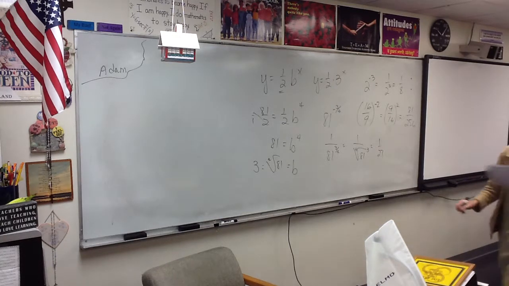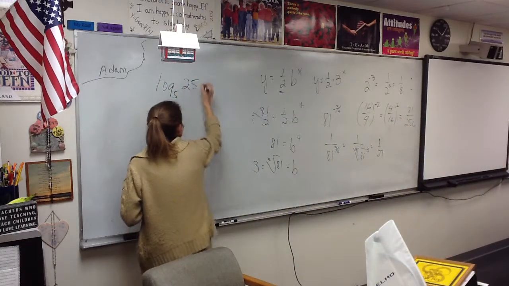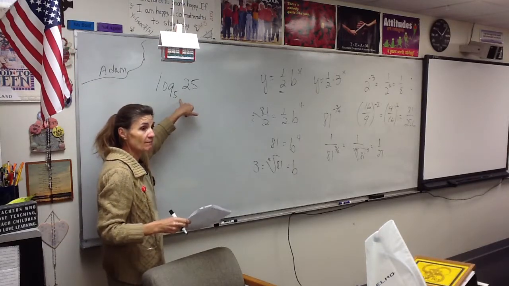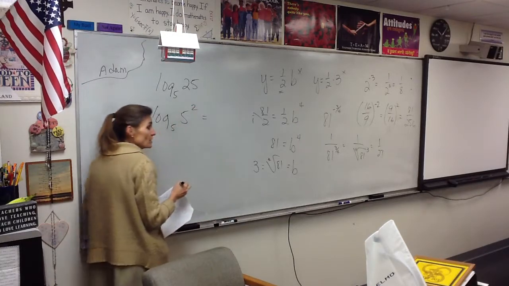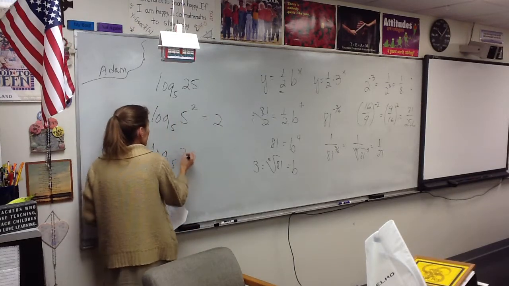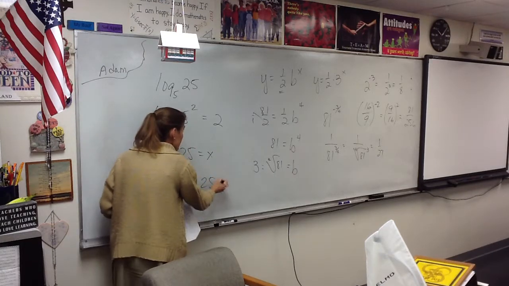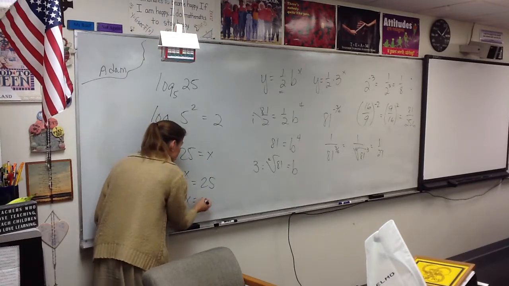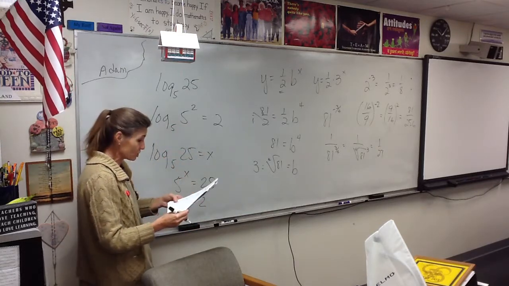E, log base 5 of 25. Now you can do this a couple of different ways. Is there any special relationship between 5 and 25? So you really have the log base 5 of 5 squared, which is 2. You can also do it this way, though, if this makes more sense to you. You can say 5 to what power is 25? Doesn't that have to be 2? So either way, you're going to get 2. It's just which way makes most sense to you.